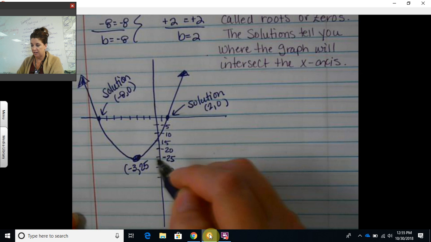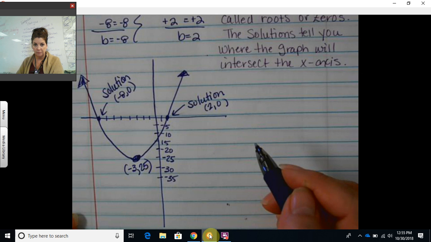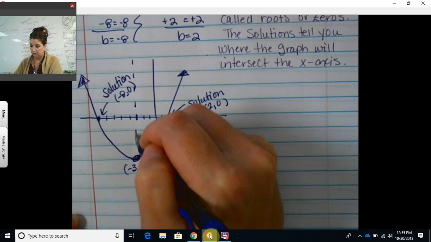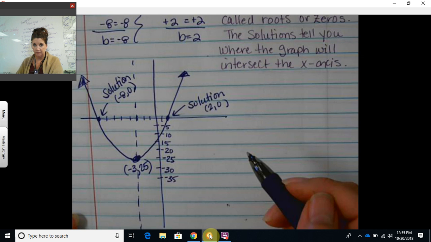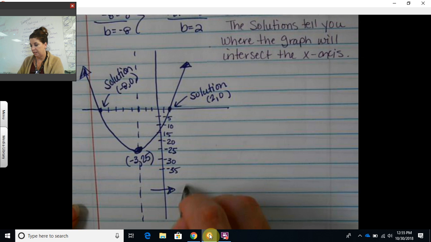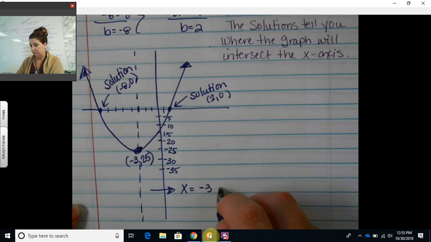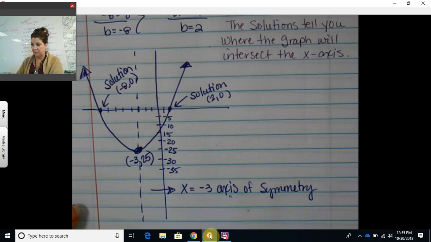So what would be the equation for my axis of symmetry? It'd be x equals negative 3. X equals negative 3. It has the same x value as my vertex. Coolio?